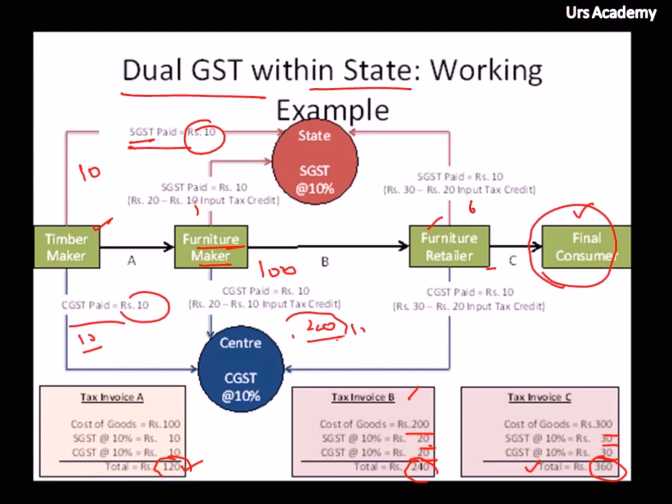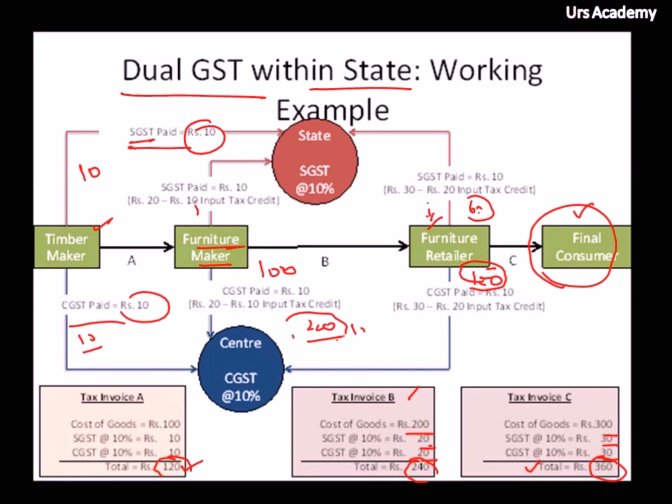But here again, he is paying 60 rupees to the government, but he has to pay tax only on the value addition part, that's rupees 100. So how will he pay? The 40 rupees paid by the furniture maker, 20 to center, 20 to state, will be debited to this furniture retailer, and then only he will pay the taxes of rupees 60 to the center and state, 30 rupees to center, 30 rupees to state.